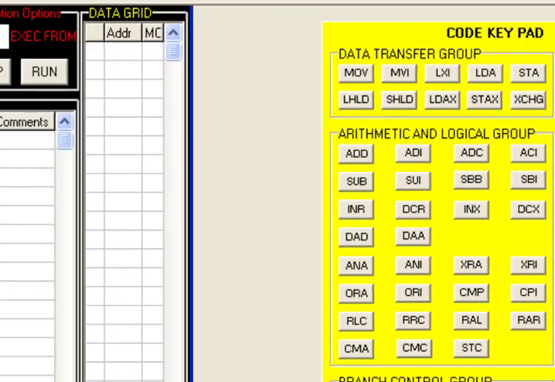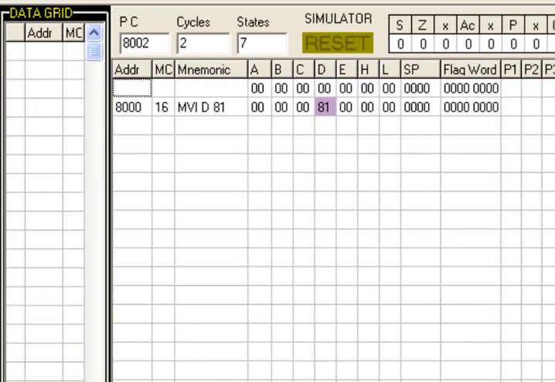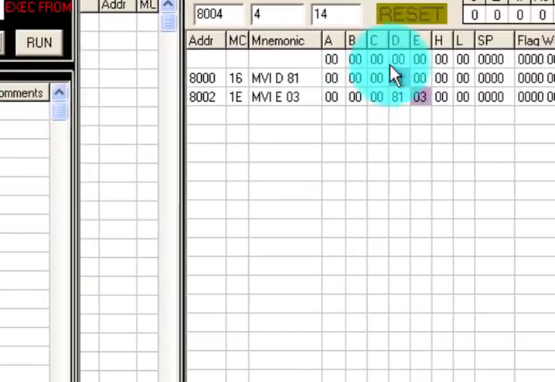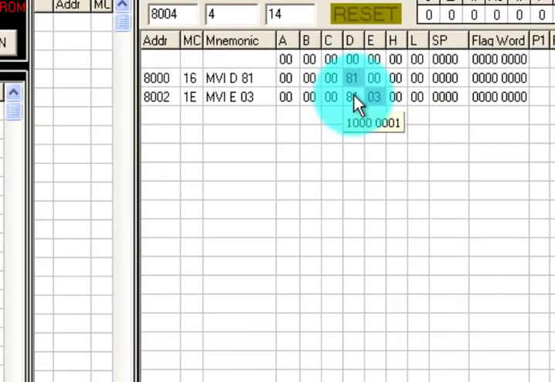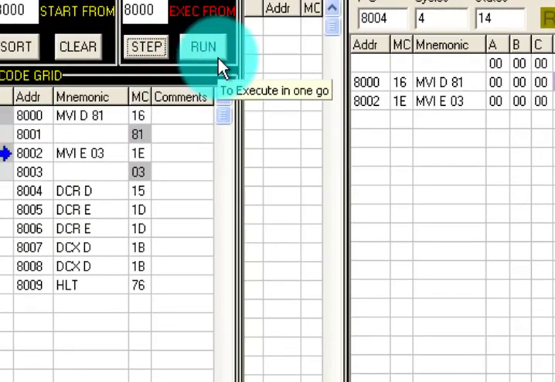This is the code which I have written. Let us start with the first instruction, MVI D 81. It stores 81 in register D, and with the next it stores 03 in register E. There are three register pairs in 8085: BC, DE, HL. In the previous INX and INR we considered BC. Now we are considering DE. Same is applicable for HL also. So all these instructions, INX and DCX, are applicable for each and every register pair.